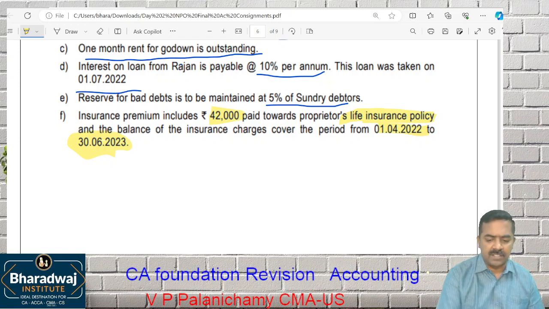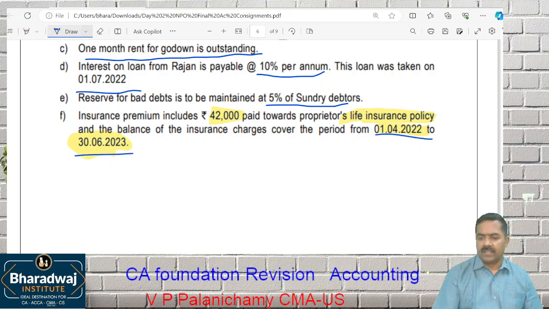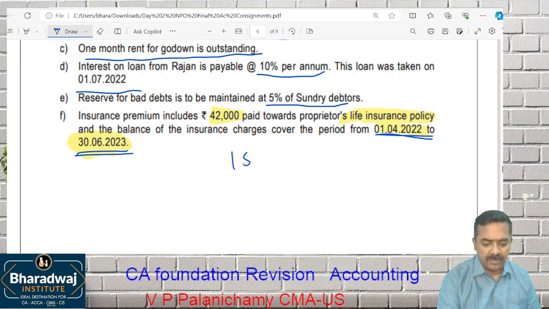But the insurance period is not 12 months. From 1st April to 30th June they paid. Insurance is paid for how many months? 1st April 2022 to 30th June 2023. Okay, 15 months. It is paid for 15 months.